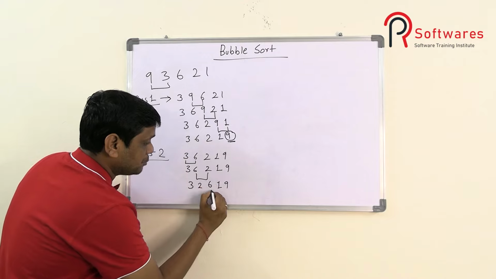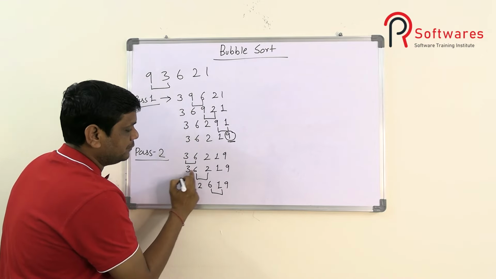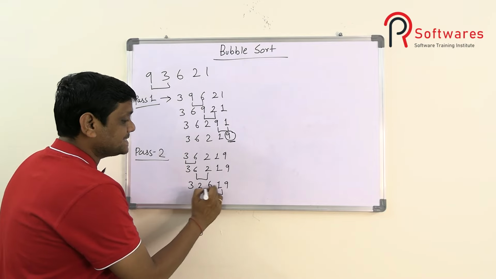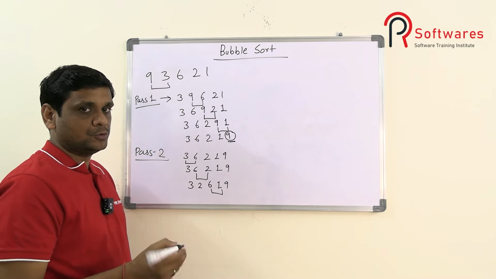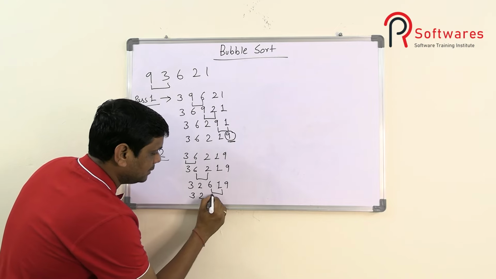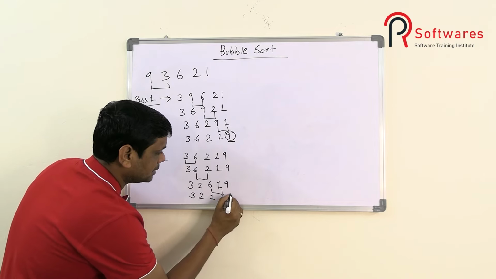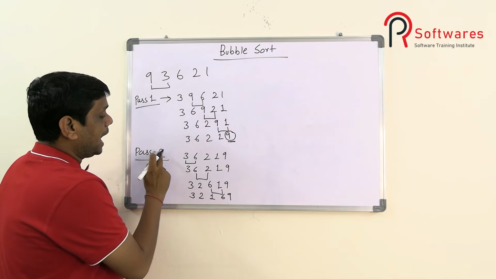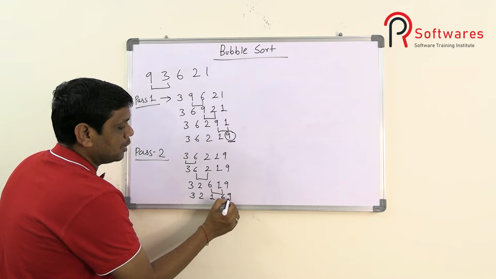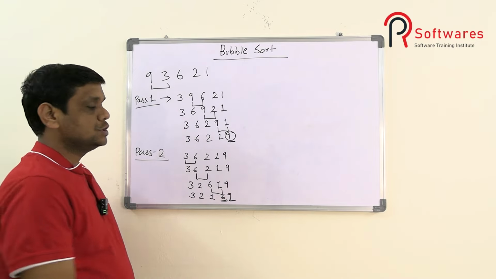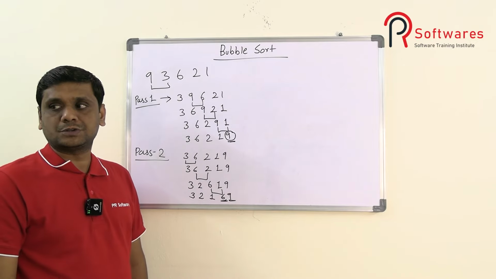Next, this position, third with fourth. First 1 with 2, then 2 with 3, now 3 with 4. 6 is greater than 1. Condition true. True means swap. 3, 2, then 1 will come first, 6 will go after, and then 9 will be there. So what you are able to see is that after pass 2, 9 was already sorted, and now 6 also got sorted. So after pass 2, two values are sorted.